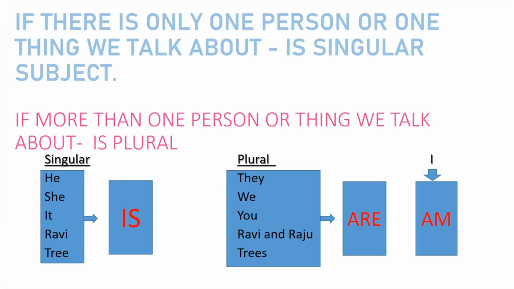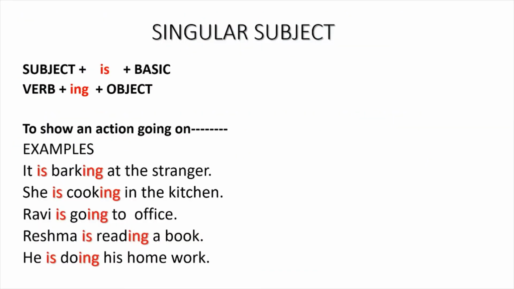Let's find the rule of present continuous tense briefly. If the subject is singular, we have to use subject plus is plus basic verb plus ing and object. This is always telling us an action which is going on right now. Some examples: the first one, it is barking at the stranger. Suppose here it means it's a dog. Dog is barking at the stranger.